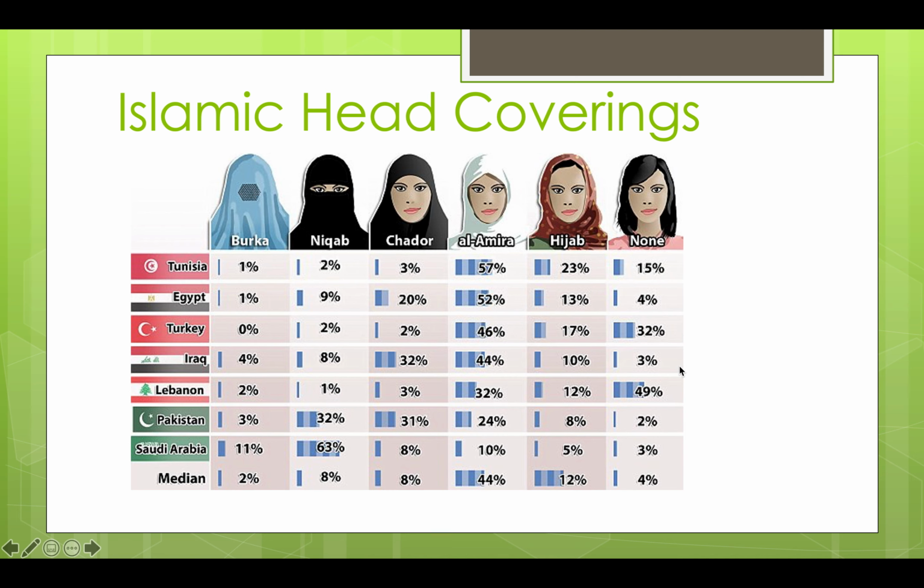You see Lebanon much more on this side, and then you see the conservative places, right? Pakistan, Saudi Arabia, Afghanistan would be on this side. But then look at this. This isn't just for these countries. This is the Middle East as a whole. Median, right? If you look at the Middle East as a whole, it's mostly on this side, right? It is a small minority that is on this side.